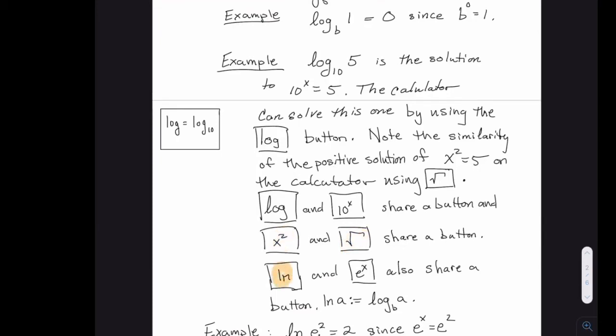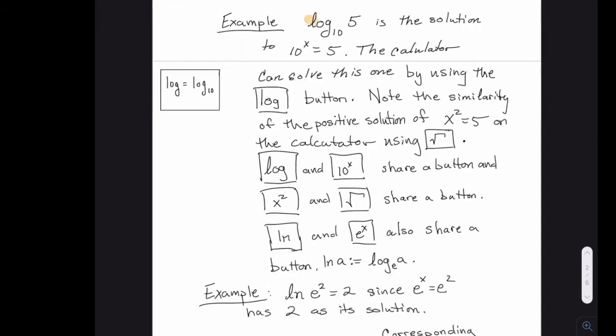By the way, natural log, that's ln, and e to the x also share a button, so we will also see that the ln button will solve equations that look like e to the x equals a. So, by the way, natural log of a is actually log base e of a. E is a very specific number we won't get into right now.